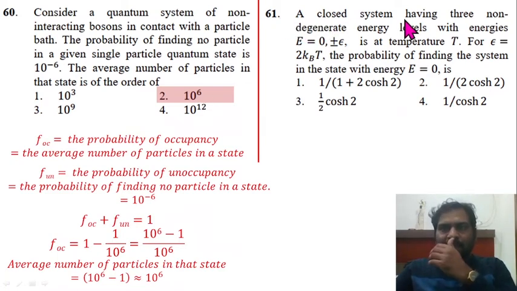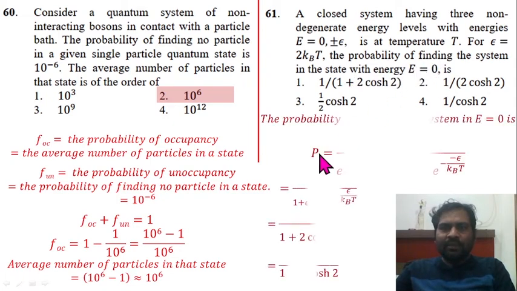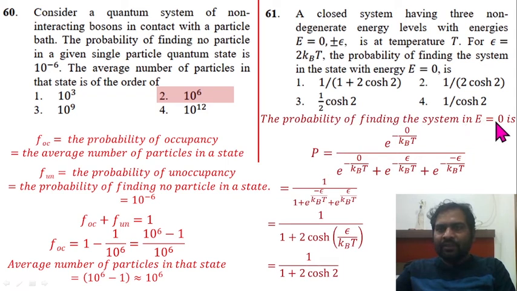A closed system having three non-degenerate energy levels with energies equal to 0, plus epsilon and minus epsilon, is at temperature T. For epsilon equal to 2 kBT, what is the probability of finding the system in the state with energy equal to 0? For this, there are three states: 0, plus epsilon and minus epsilon.